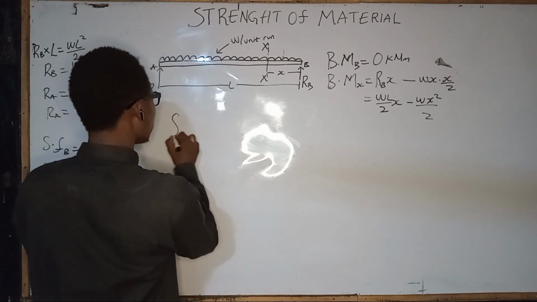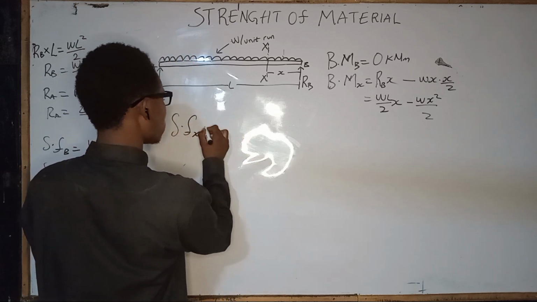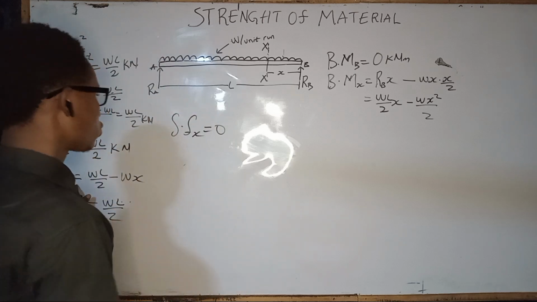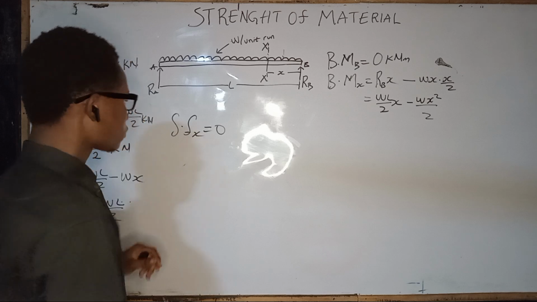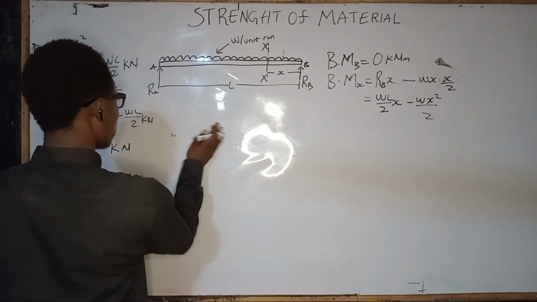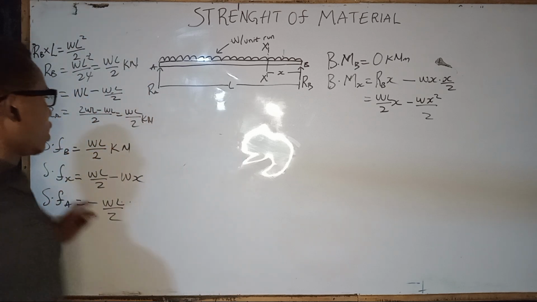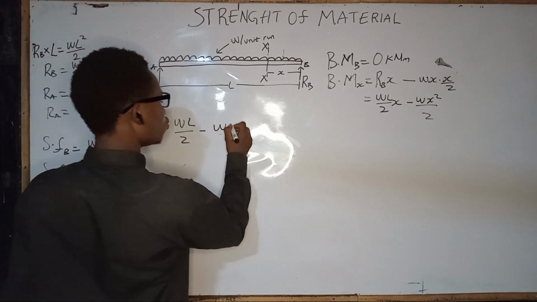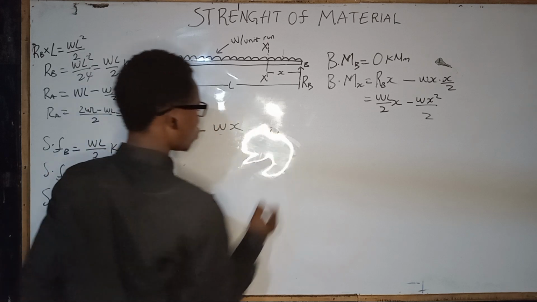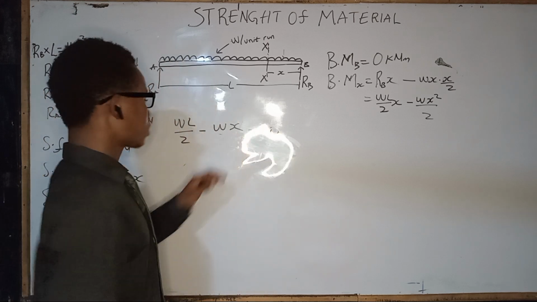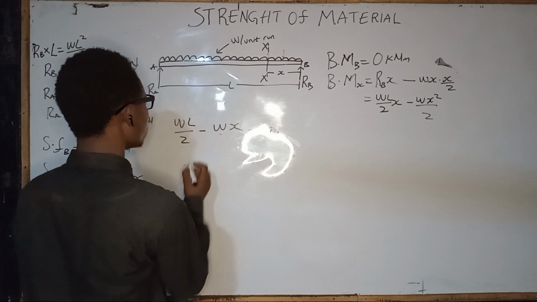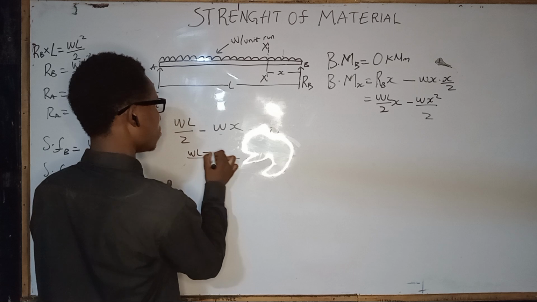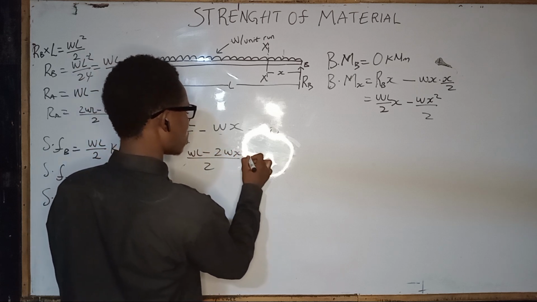So if the shearing force of x is equal to zero, what is x? Right here, we have our shear force of x equals zero. We have WL over 2 minus Wx is equal to zero, and we are looking for x. Bringing the 2 over, we have WL minus 2Wx is equal to zero.